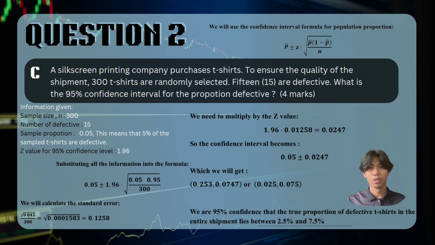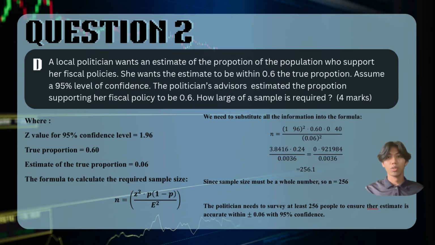So the conclusion for part C is we are 95% confident that the true proportion of defective t-shirts in the entire shipment lies between 2.5% and 7.5%. Now let's move to question D, which is we need to determine the required sample size.